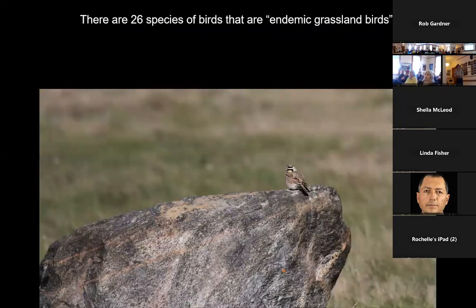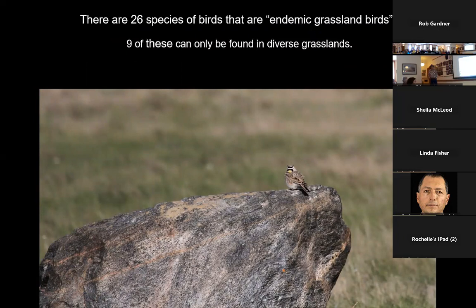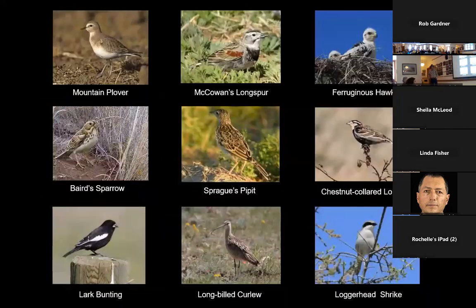Now there's the horned lark that I mentioned. There's 26 species of endemic grassland birds in that region. Nine of those are considered to be obligate grassland birds that you won't find in another ecosystem. That's these guys here. Every one of these species is in decline across North America, as are most grassland birds.